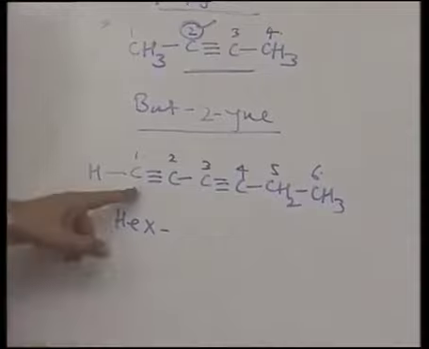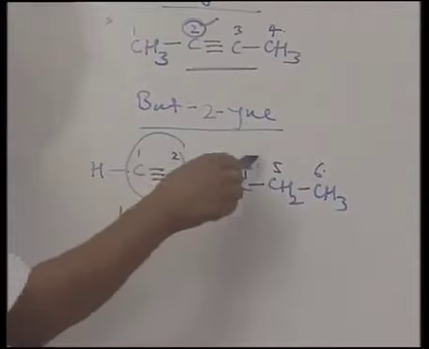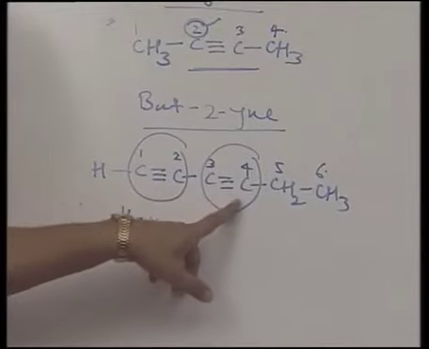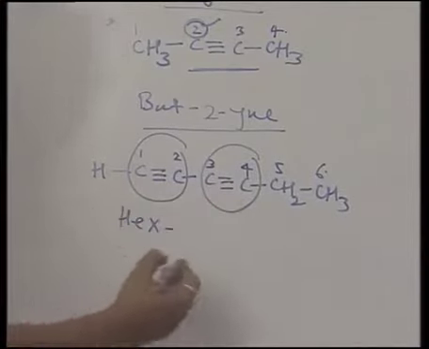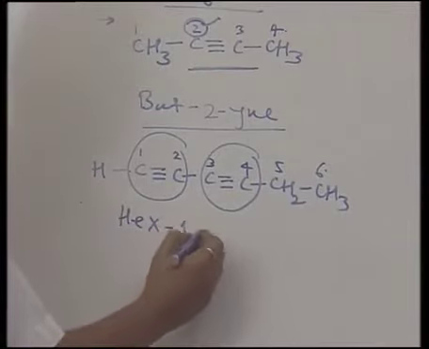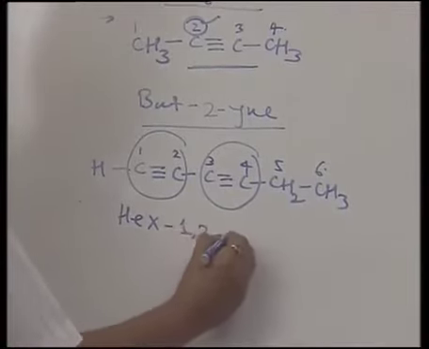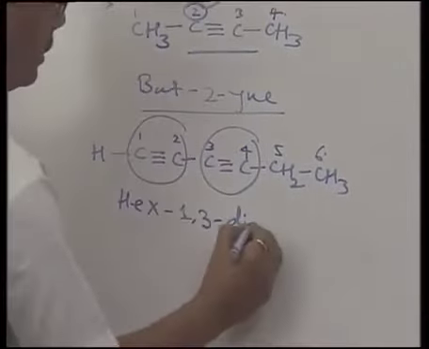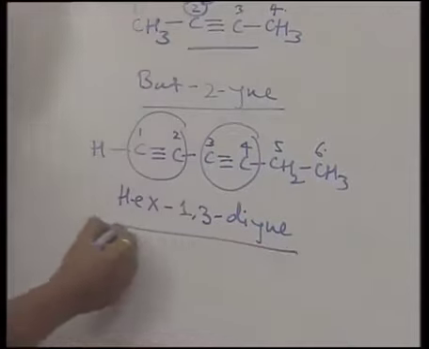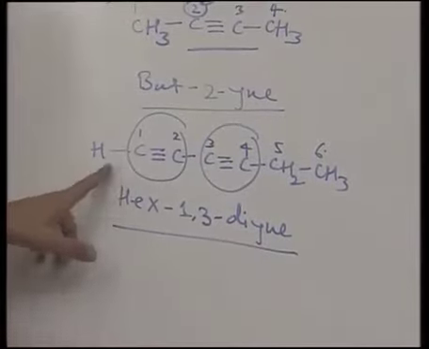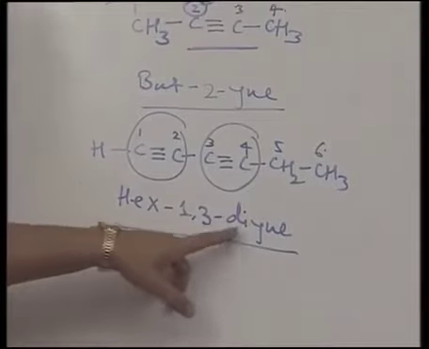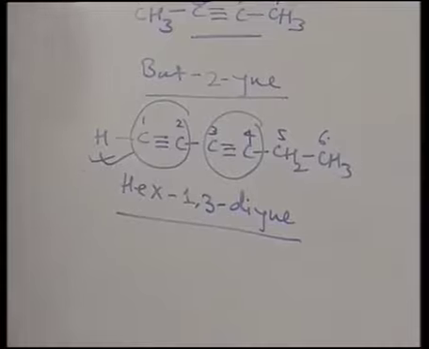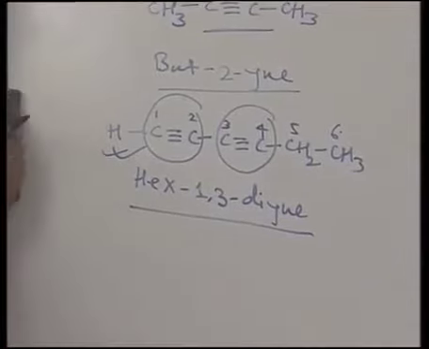and you can see here there are 2 alkyne groups, 1 and 2 position, 3 and 4 position. So we have to take 1 and then 3 and di for 2 alkyne groups, and then yne. This is the correct name for this alkyne, that is hex-1,3-diyne, the correct IUPAC name of this type of alkyne. Now see some more examples.